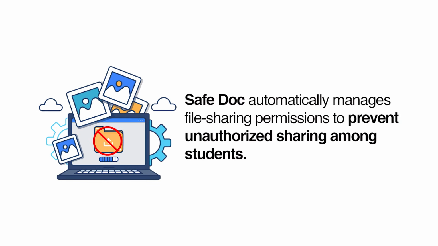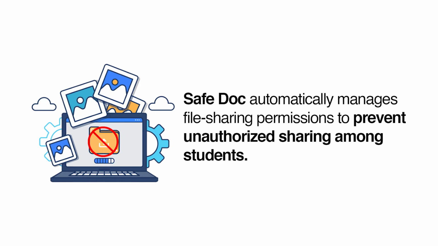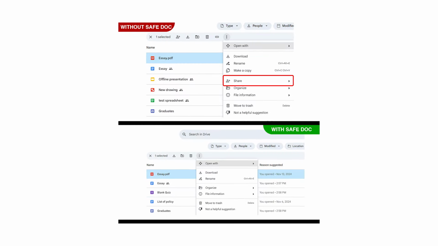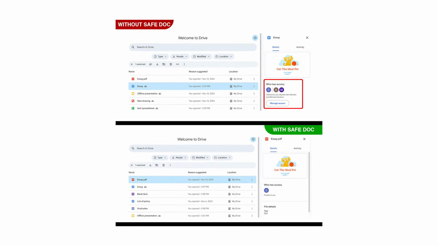Safe Dock automatically manages file sharing permissions to prevent unauthorized sharing among students. If a student tries to share a file with both classmates and a teacher, Safe Dock will block access for the classmates while allowing the teacher to retain access.